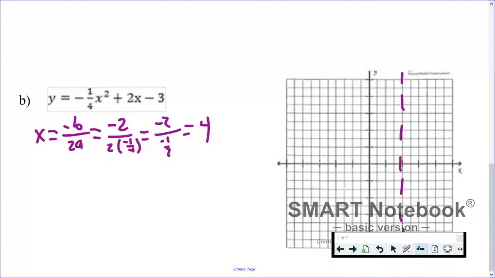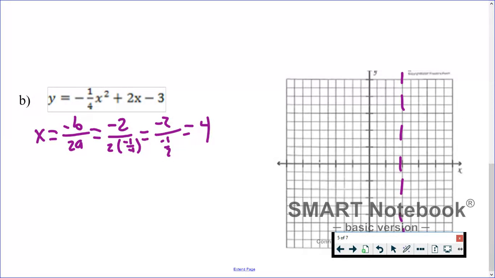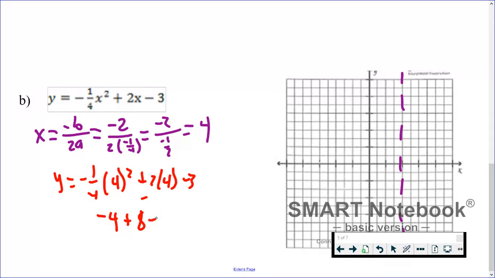In order to find the vertex, we're going to substitute that 4 in. So you have negative 1/4 times 4 squared plus 2 times 4 minus 3. 4 squared is 16. 16 times negative 1/4 is negative 4. 2 times 4 is 8, minus 3. Negative 4 plus 8 is 4, minus 3 is 1. So your vertex is at (4, 1).